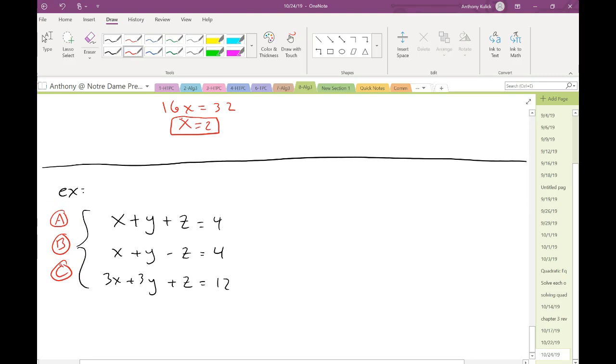So the first thing we want to do is choose a variable to eliminate. Is there really a bad choice here? There's not really a bad choice, right? Because the x's have a coefficient of 1. The y's have a coefficient of 1. And the z's have a coefficient of 1, right? So really there's not a bad choice, but there is one that makes life a little bit easier than the others. What variable would be the easiest one to eliminate first?